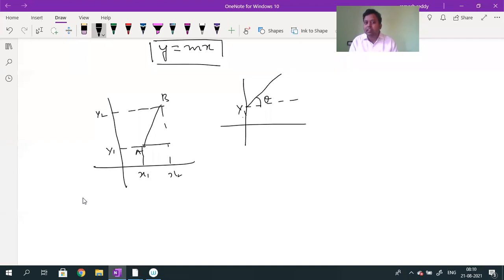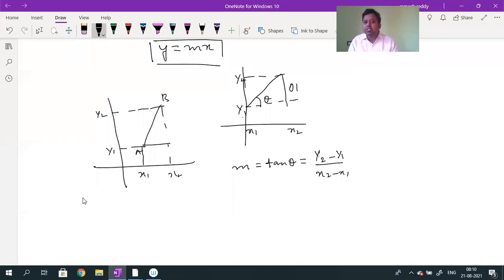Initial y coordinate is y1. Final y coordinate is y2. Similarly, initial x coordinate is x1 and final x coordinate is x2. So what is the formula for m? m is equal to tan theta. Why tan theta? Understood? Tan theta value will be equal to opposite side divided by adjacent side. Opposite side is y2 minus y1, by adjacent side, which is x2 minus x1. Is it okay now? Why do we need to consider tan only? That is what I am telling.